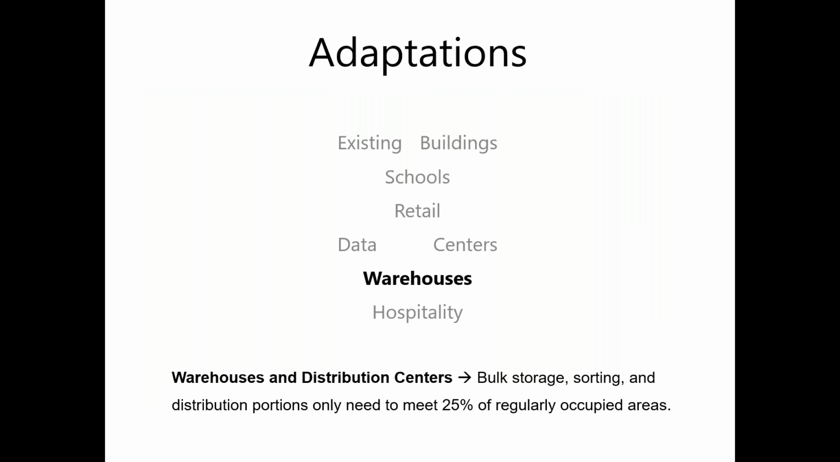And so looking at those adaptations, for warehouses and distribution centers, both storage, sorting, and distribution portions only need to meet 25% of regularly occupied areas. So again, that's one you're likely not going to see on the test, but good to keep in mind.